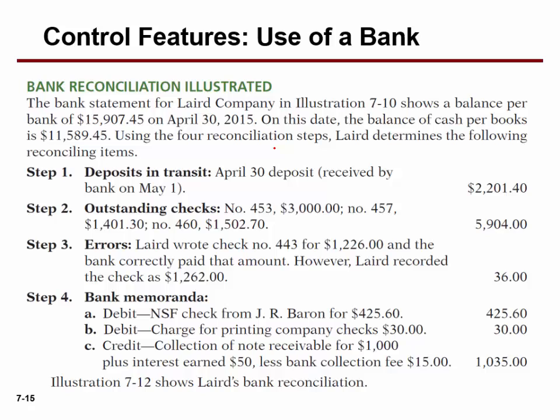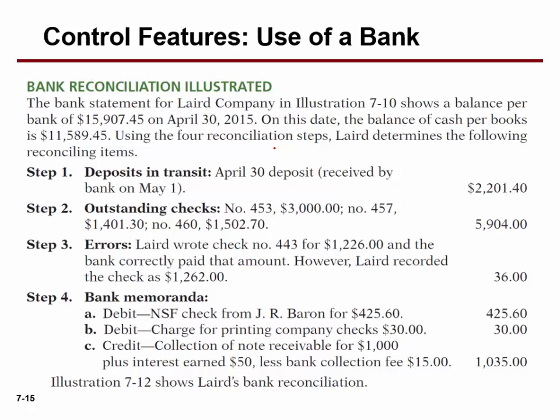So we're making adjustments for things that the company knows about that the bank does not. The bank is the one telling us about the NSF check, so we can ignore that, right? Then there's a debit charge for printing the company's checks. They already know about it. They've already subtracted that from the bank balance, haven't they? So I don't have to do anything with that.